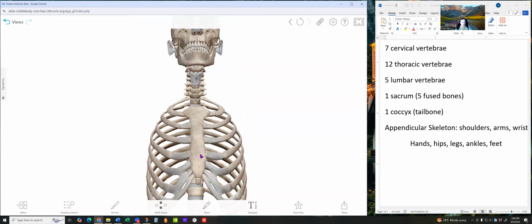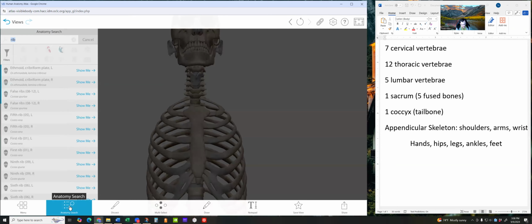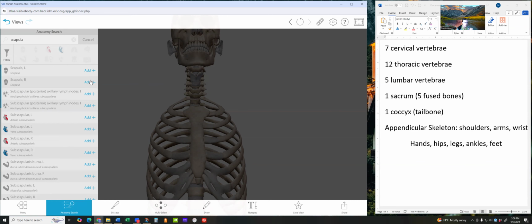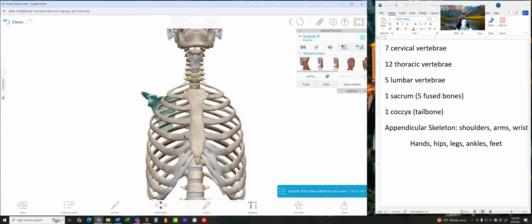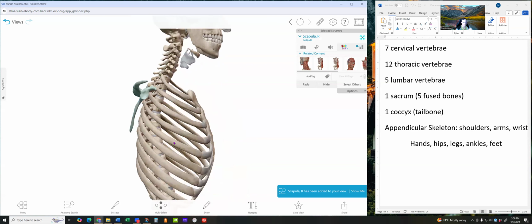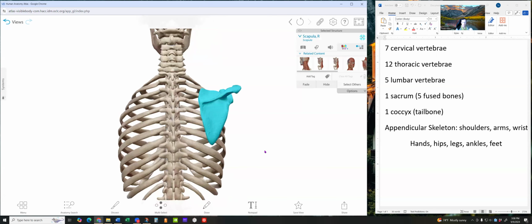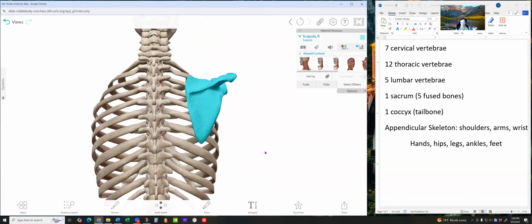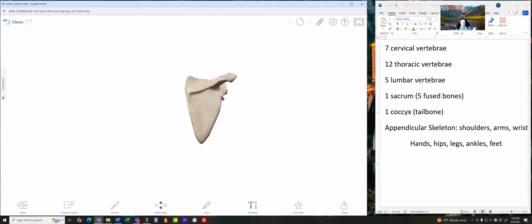Okay. All right, let's begin on the right side of the body. So let's add anatomy search, the right scapula. 1, 2, 3, add. There we are, the right scapula. No surprises here, right? Now, you noticed on today's quiz, I showed you a picture of the scapula and asked you a substructure. Critical to answering that question correctly was, let me isolate this.